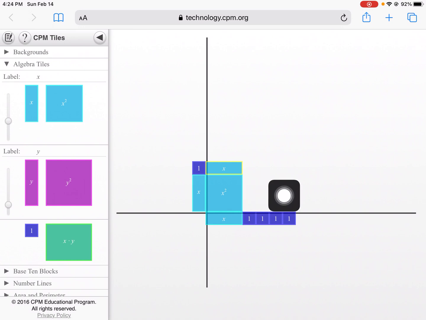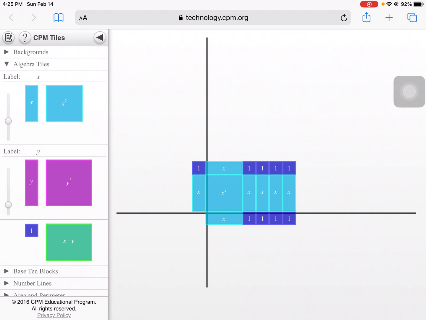Next, we're going to fill in this part of our rectangle. So I'm going to take this x times these 4 1s. Again, x times 1 is just x. So these 4 x tiles get placed right here. And lastly, I'm going to take these 4 unit tiles times this 1 up here. And 4 times 1 should give us 4. And that's what we get in here then.